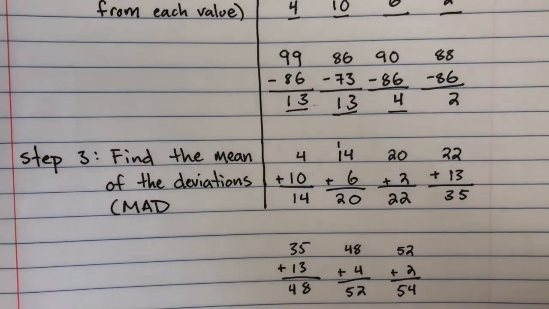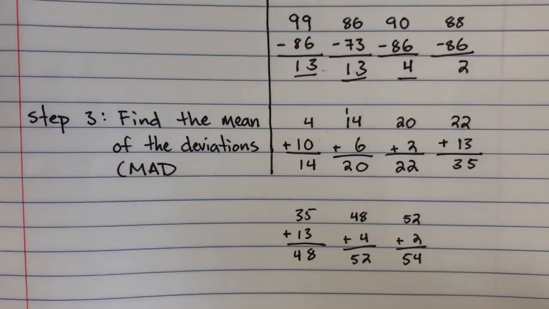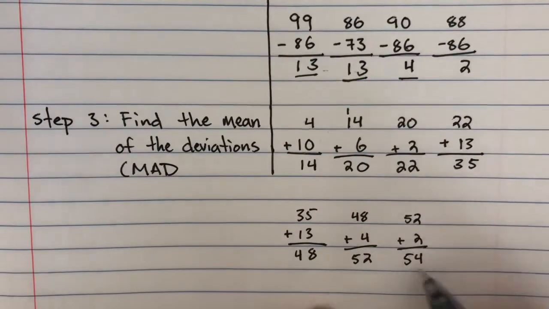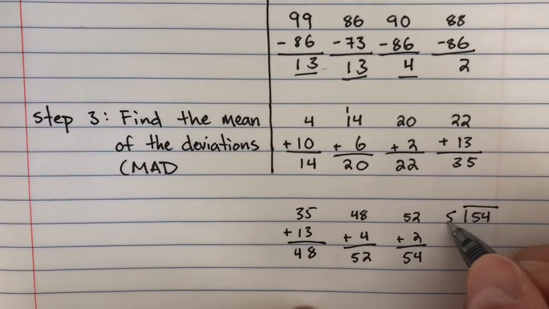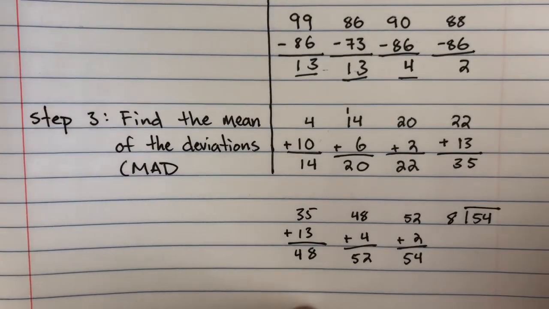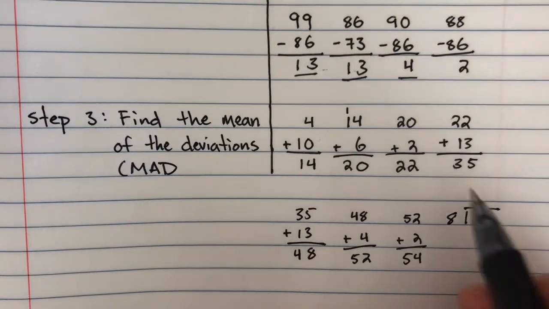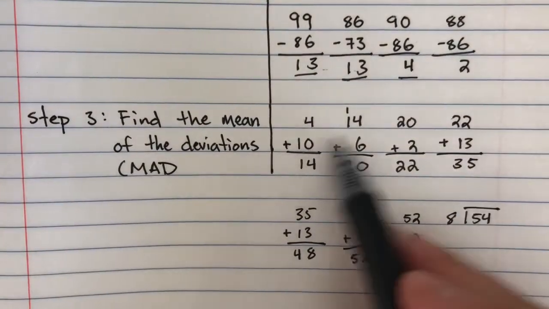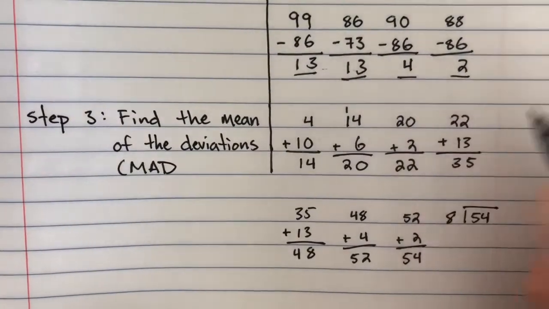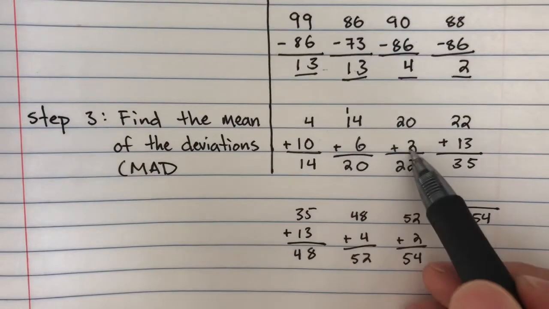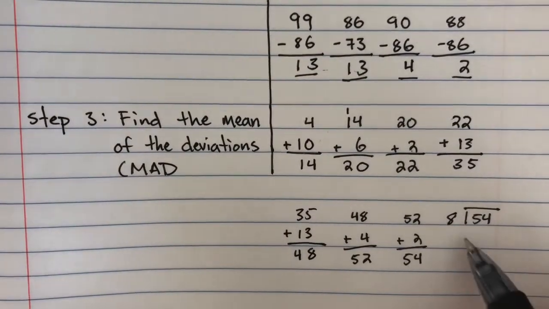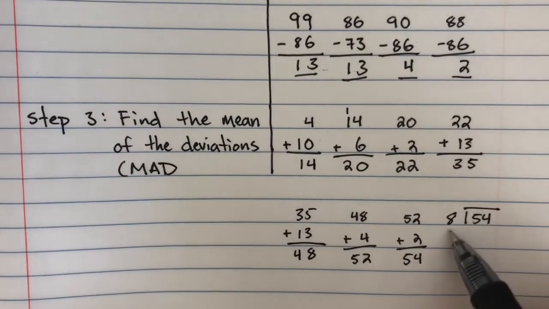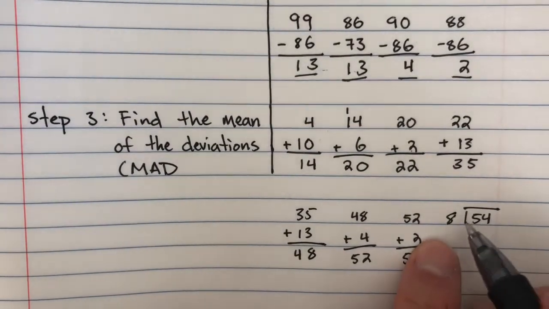And so once we add all those up, we get 54, and we're going to do 54 divided by 8. Because remember, we're finding the mean. We add up all the values, and we did 1, 2, 3, 4, 5, 6, 7, 8 values. We add them all up, and we get 54. Now we're going to divide them by 8 because there are 8 values in our data set.